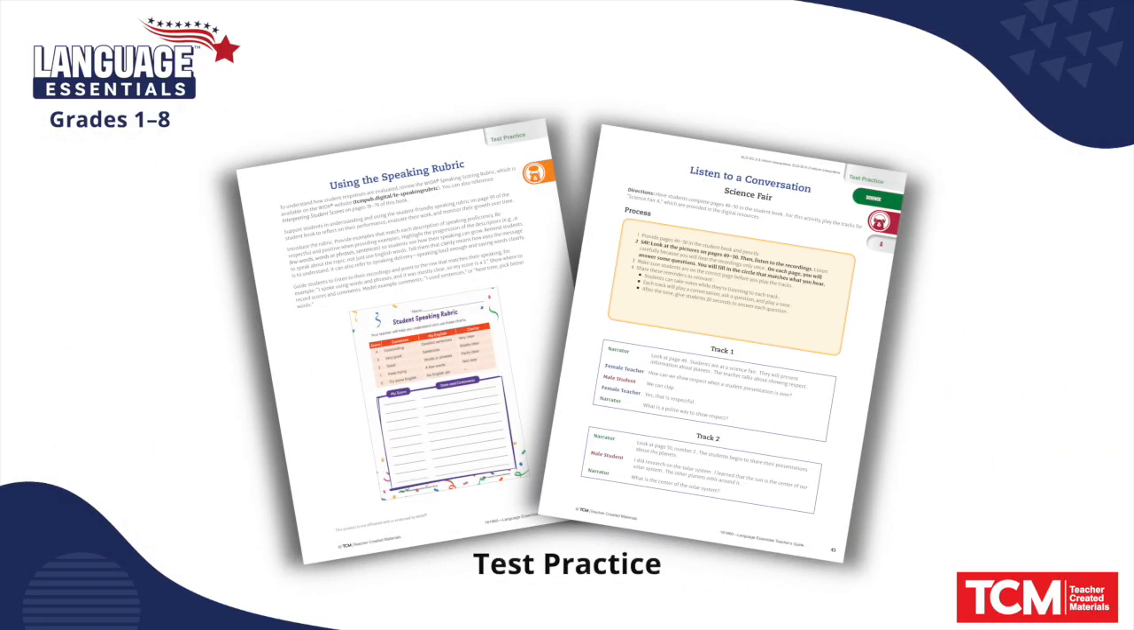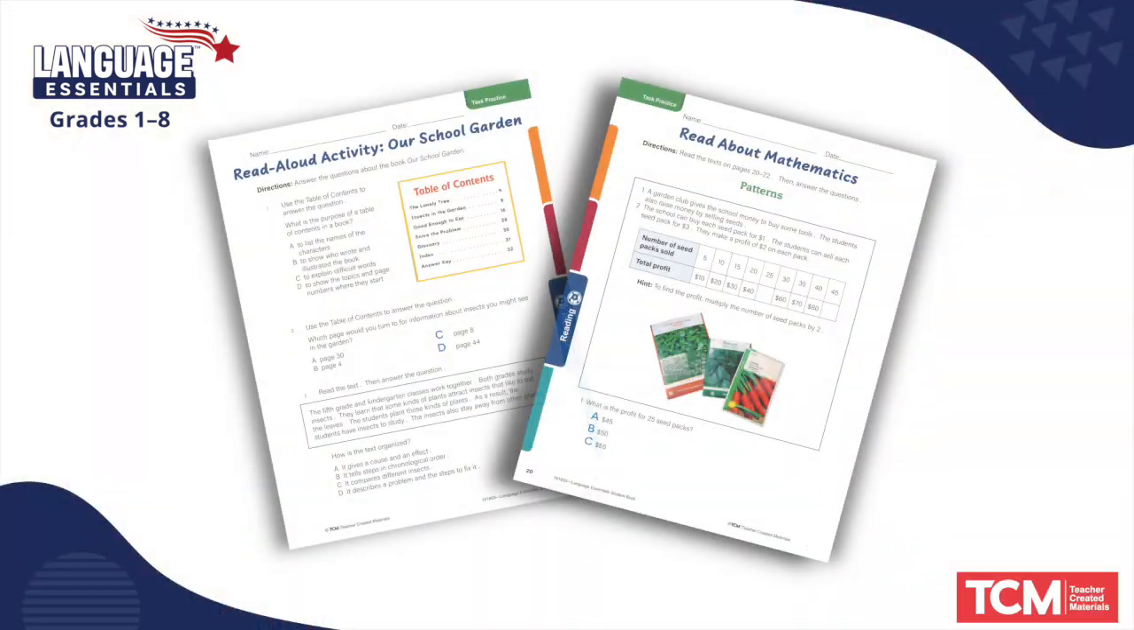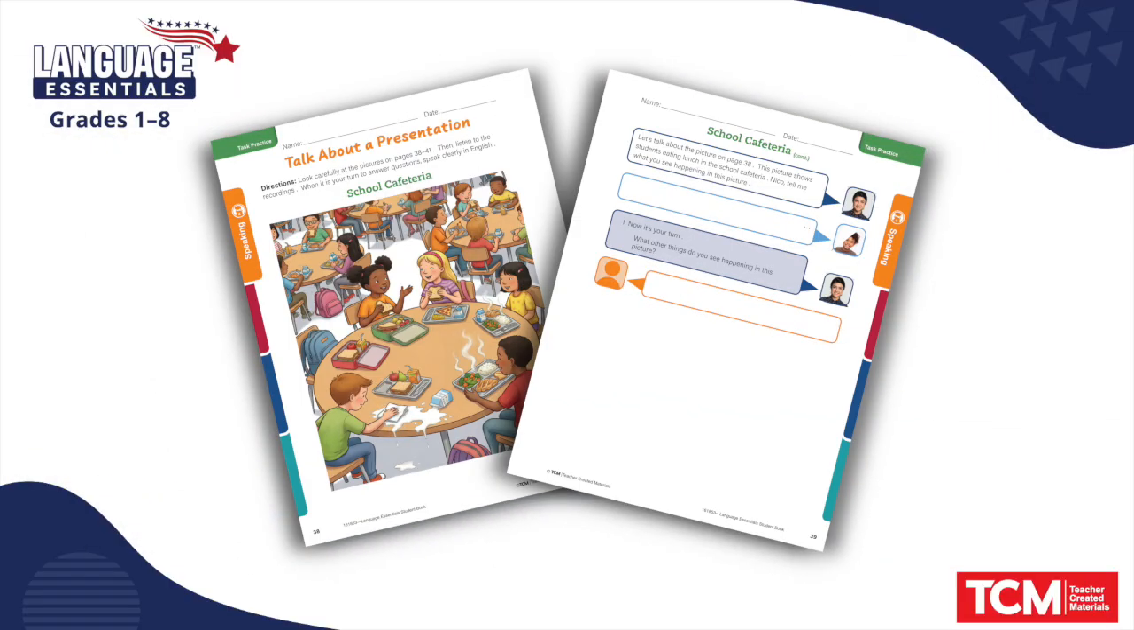In the Test Practice section, the teacher becomes the test administrator, administering each of the tasks in a test-like environment, allowing students to show what they know. Each kit comes with 21 copies of the student book, and the student books contain practice activities that reflect the task type students will encounter on the assessment, and they mirror the lessons found in the Teacher's Guide.